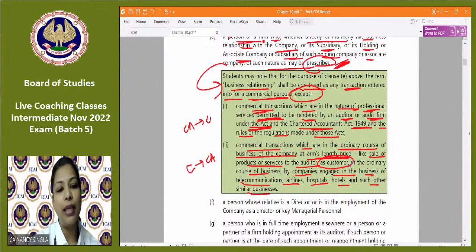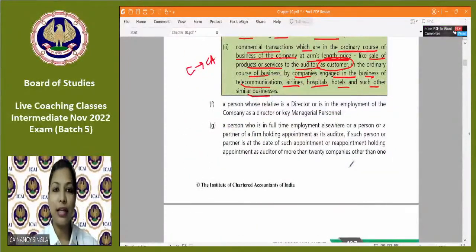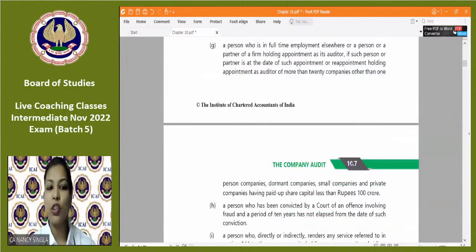In case of telecom, airlines, hospitals, hotels, and such other similar businesses, if the person who is the relative, whose relative is a director or is an employee as a director or KMP, or if a person is in full-time employment elsewhere or is already holding the appointment in more than 20 companies other than one-person companies, dormant companies, small companies, private companies having the paid-up share capital of less than rupees 100 crores. Okay? So I hope it is clear.